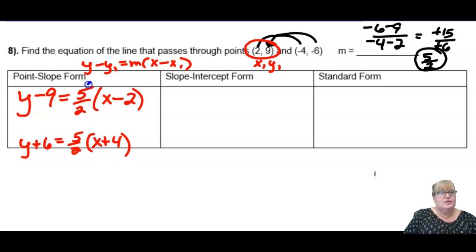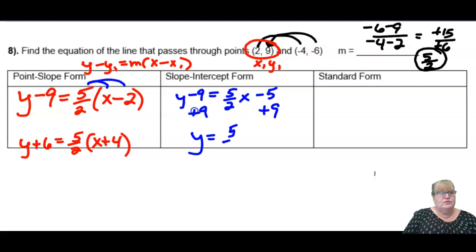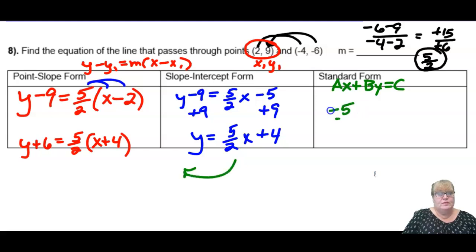If I stick with this first one and I distribute, I get y minus 9 equals 5/2 x. 5/2 times 2 is 5, and there was a minus, and then I'm going to add 9. I have y equals 5/2 x plus 4. Standard form, remember, is ax plus by equals c. So I'm going to subtract this over here. And then I don't want any fractions, so I need to multiply through by the common denominator of 2.